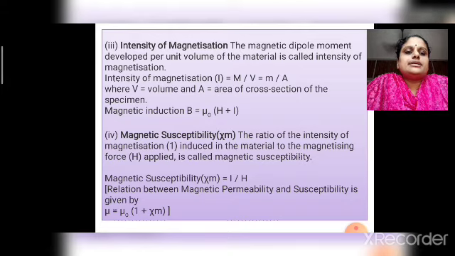Magnetic susceptibility chi m is defined as the ratio of intensity of magnetization induced in the material to the magnetizing force H applied. Magnetic susceptibility chi m is equivalent to M by H, and mu is equivalent to mu naught into 1 plus chi m. 1 plus chi m is replaced by mu r, which is the relative permeability.